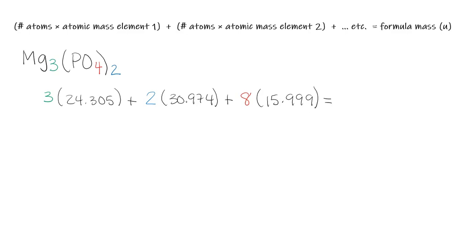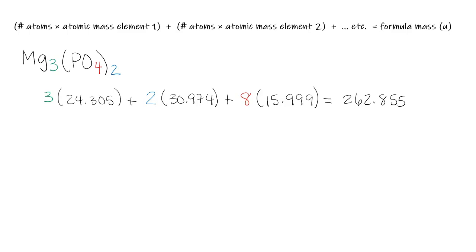Remember that both subscripts are multipliers. The 2, which is outside the parentheses, applies to everything inside. Since the oxygen already has a subscript, we need to multiply them together to get 8 oxygen atoms. When we do the calculation, being sure to use the parentheses in the calculator, we get 262.855.